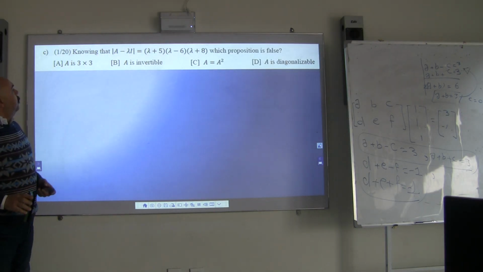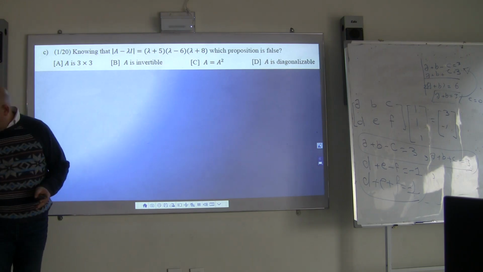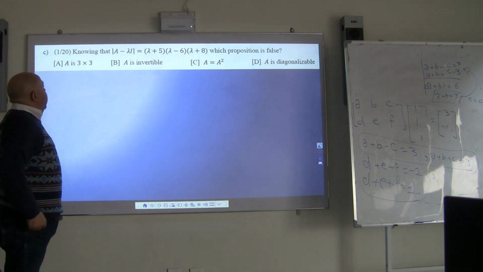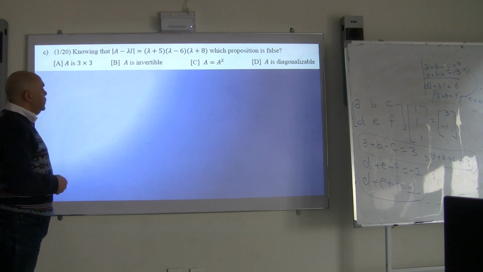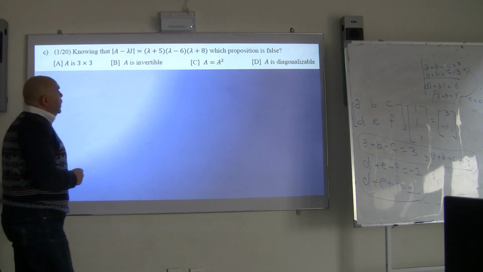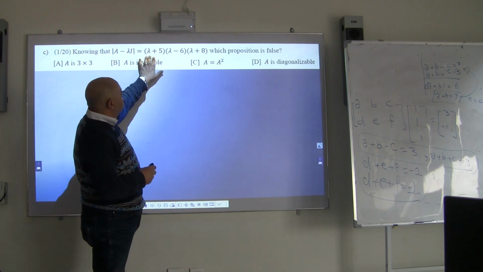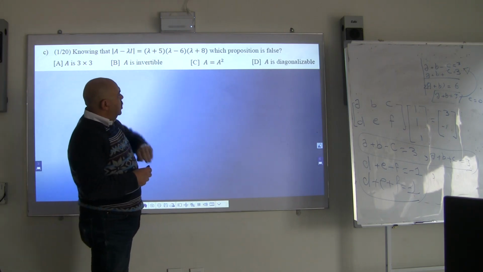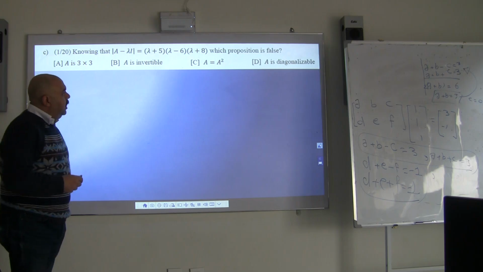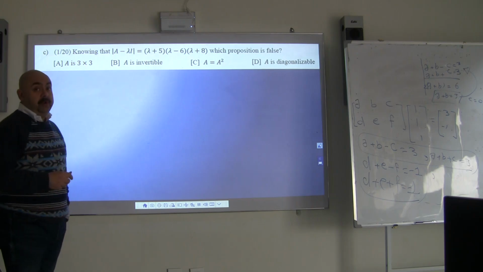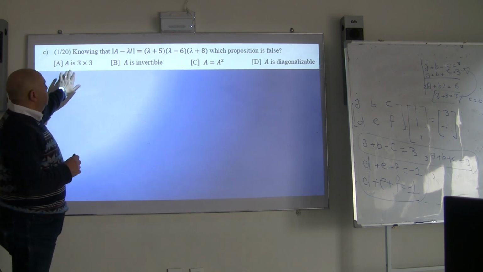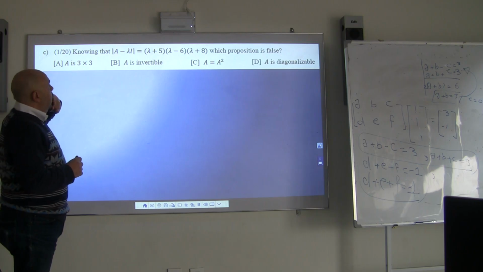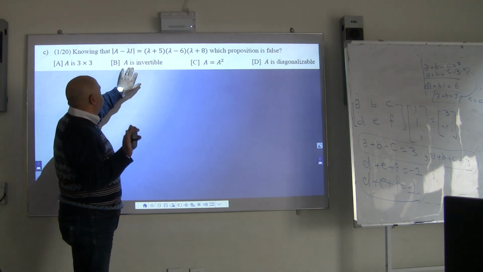For this problem, he's telling you that I have A minus lambda I, which looks like a characteristic equation of a certain matrix in order to get the eigenvalues. He already analyzed it for you: lambda plus 5, lambda minus 6, lambda plus 8. Which proposition is false? Which one of them is not correct? Take care about this. You have to read really very carefully. A is a 3 by 3 matrix. A is invertible.